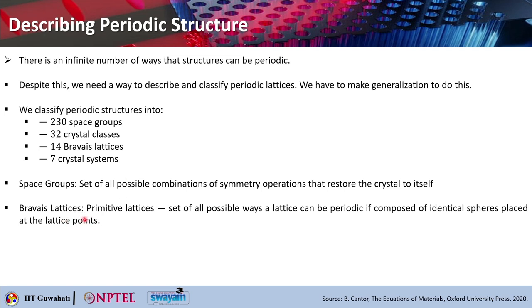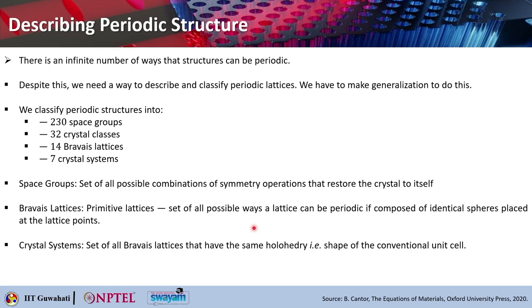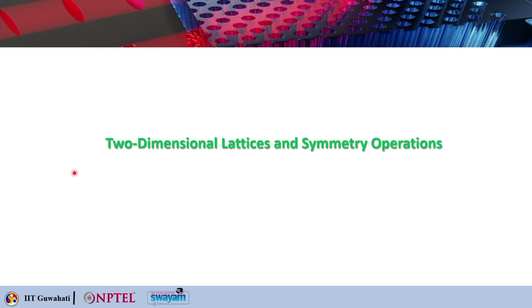If you look into Bravais lattices, you can see that the primitive lattices are the set of all possible ways a lattice can be periodic, if composed of identical spheres which are placed at the lattice points. You can also consider the set of all Bravais lattices which have the same holohedry, or you can say the same shape of conventional unit cell. You can group them into crystal systems. That is why we have 14 Bravais lattices and 7 crystal systems. So, let us take some examples and find out how you apply all these fundamental concepts on two-dimensional lattices and also look into the symmetry operations which are possible.